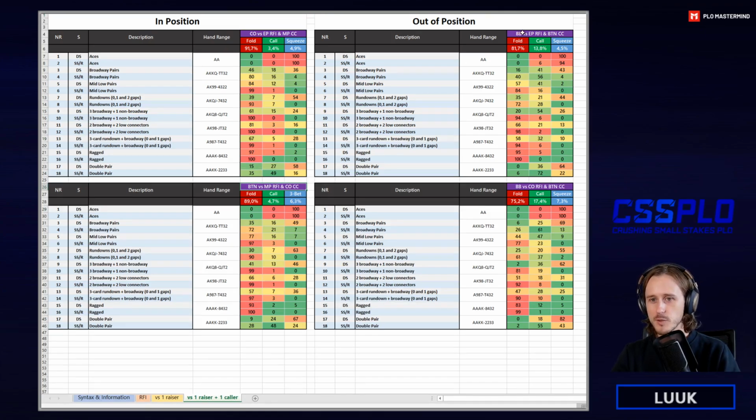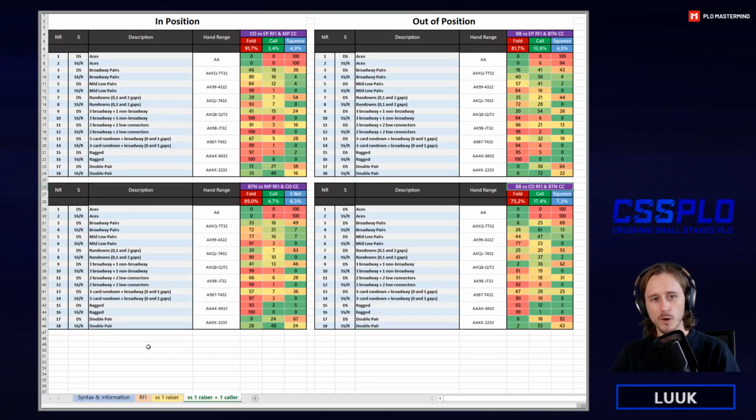Out of position, we can be in the big blind versus a tight early position raise and a button cold call, or we can be in the big blind versus a cutoff raise and a button cold call, for example. Again, you can here see the response, folding, calling, or 3-betting, or in other words, squeezing. I hope this allows you to understand a little bit more about the preflop strategy in the end, and gives you a good understanding of how you should actually play preflop at PLO 50 rate levels.